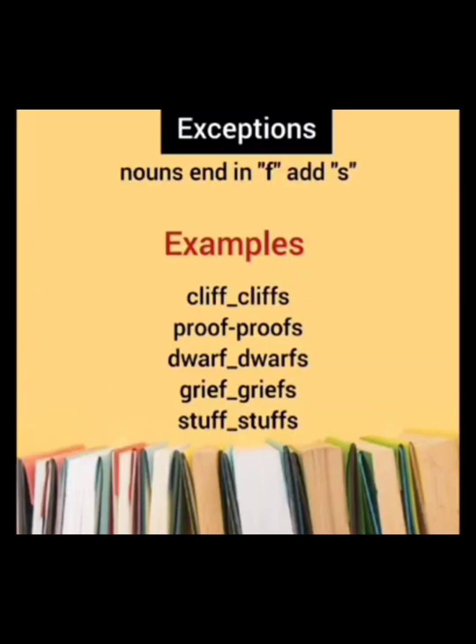Exceptions of F. Previously, leaf ends with F and we have written VES. Sometimes we have F in the end and we just add S with it. For example, cliff, cliffs. Proof, proofs. Dwarf, dwarfs. Grief, griefs. Stuff, stuffs. The tip to remember here is that F is stressed over.